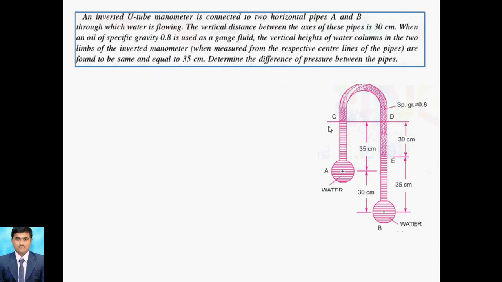Now we move to the next problem. An inverted U-tube manometer is connected to two horizontal pipes A and B in which water is flowing, and the distance between the pipes is 30 centimeters. When oil of specific gravity 0.8 is used, the two limbs of the manometer are found to be equal, 35 centimeters. This height from this point is 35 centimeters. Determine the difference of pressure between the pipes. So PA minus PB is the question.